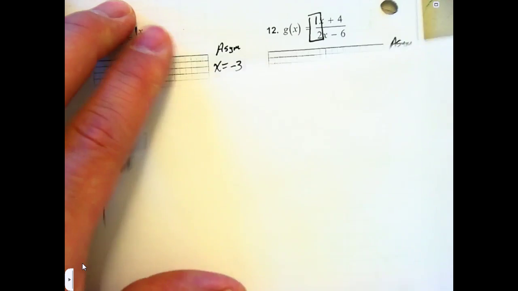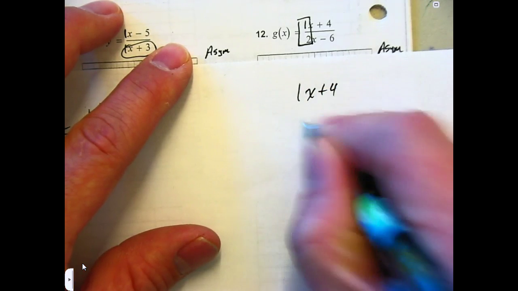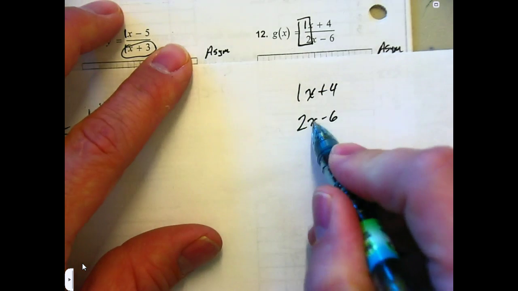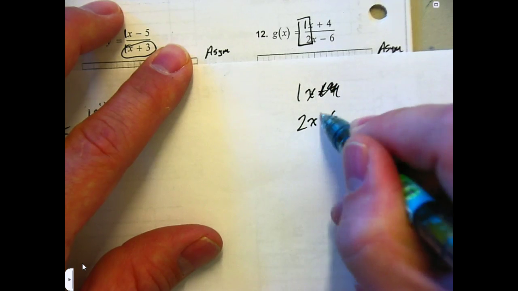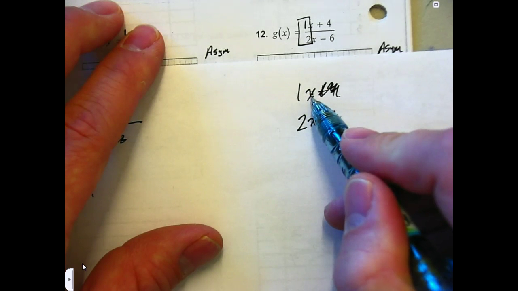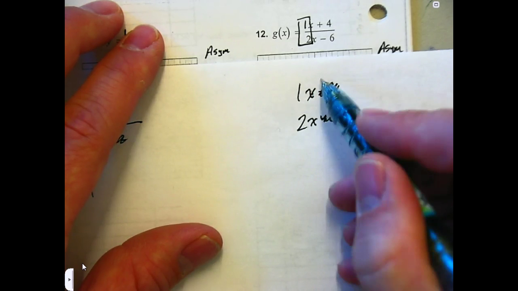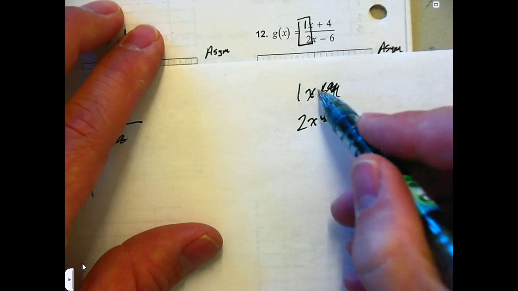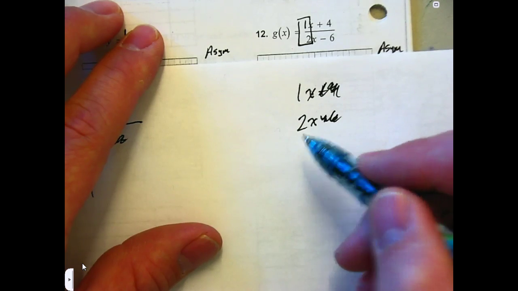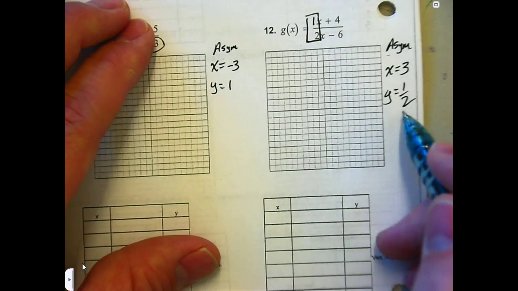On number 12, you have 1x plus 4 and 2x minus 6. Once again, when these numbers get really big or small, these don't really matter. That is 1 million divided by 2 million, which is 1/2. Or negative 1 million divided by negative 2 million, which is 1/2. So our y asymptote is 1/2.